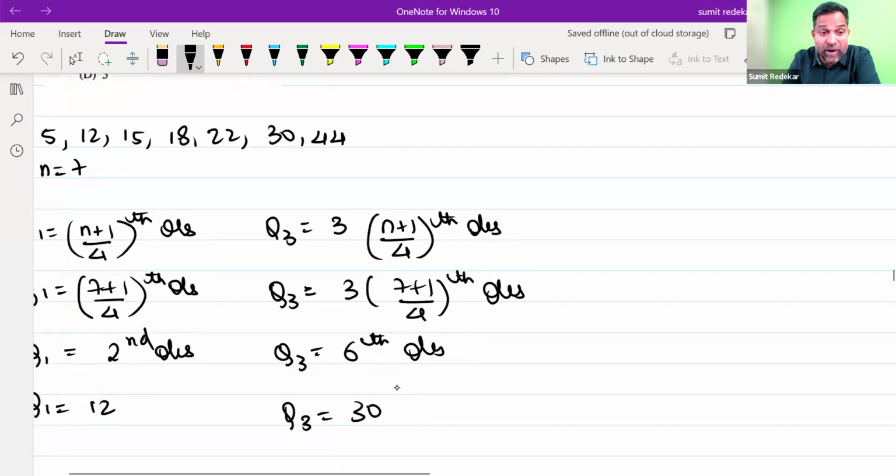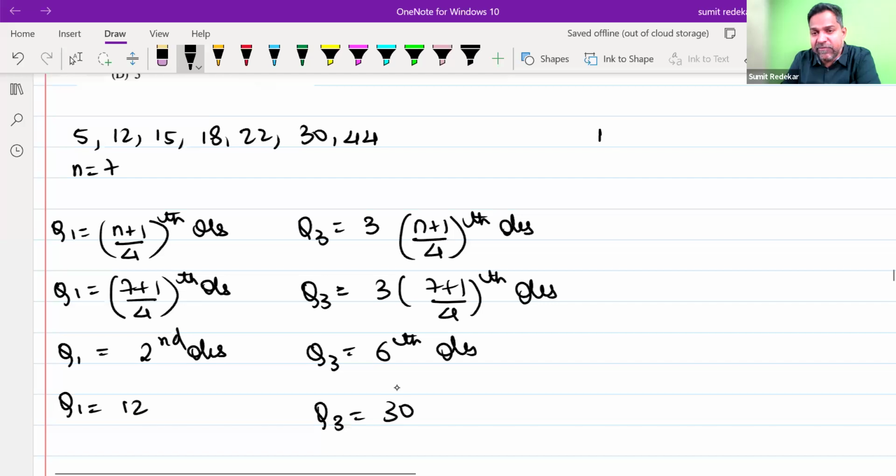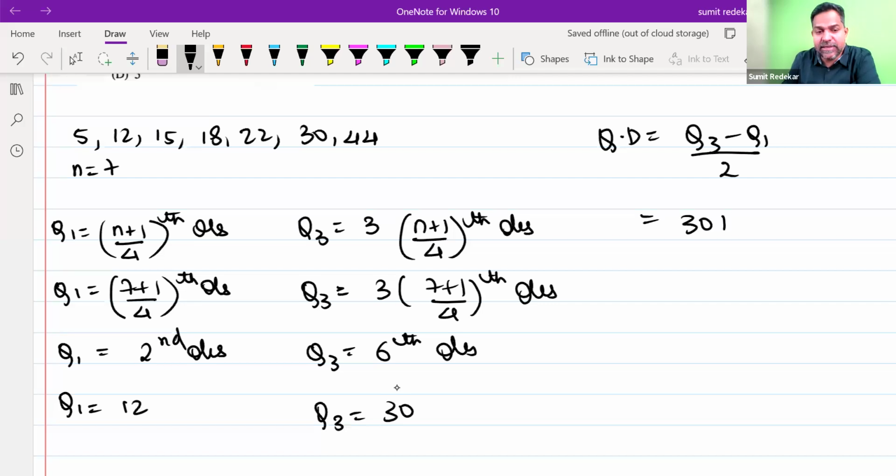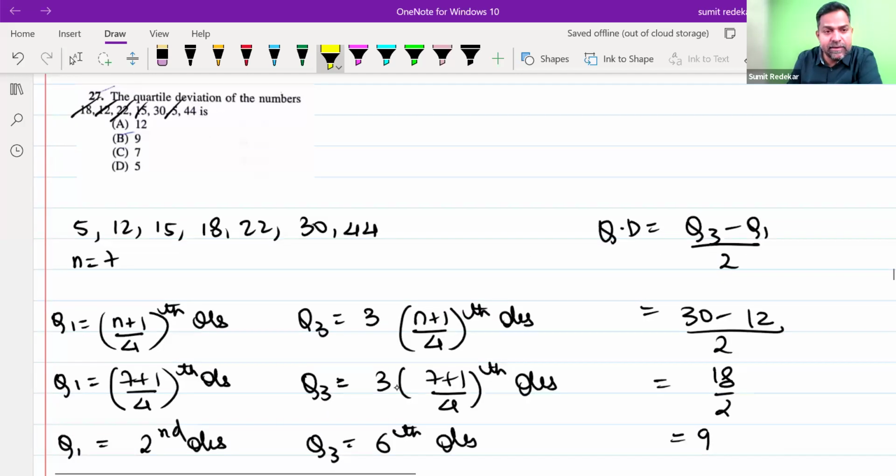What do you want? Quartile deviation. Quartile deviation is nothing else but the semi-interquartile range. That's 30 minus 12, divided by 2. That's 18 by 2, which is going to be 9. The quartile deviation of this data is going to be 9. That is an option. That is question number 27. The answer is going to be B, 9.